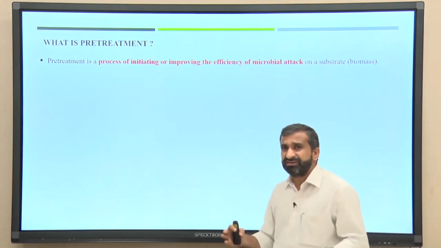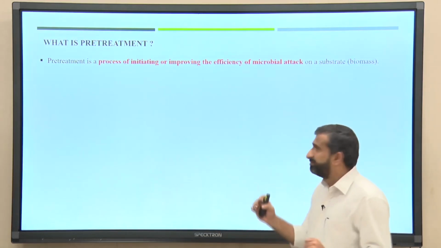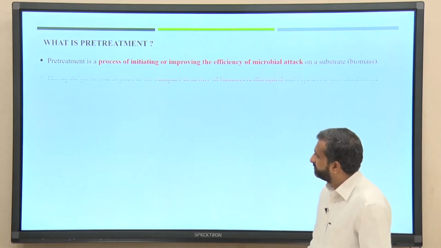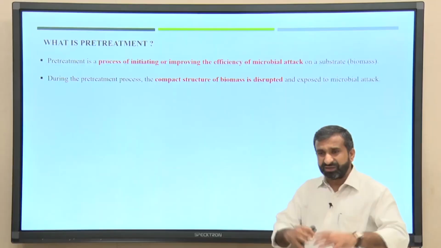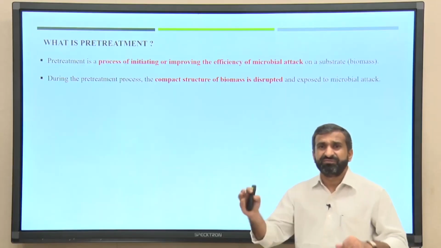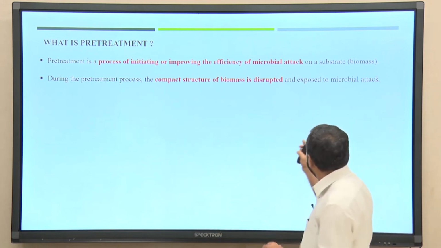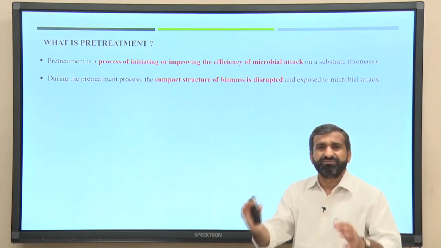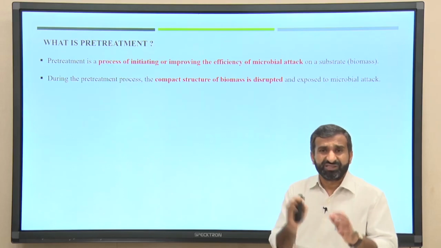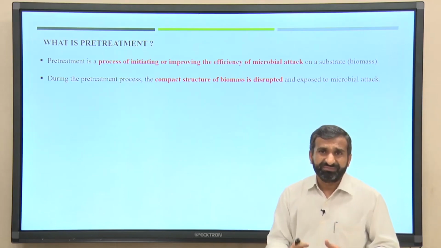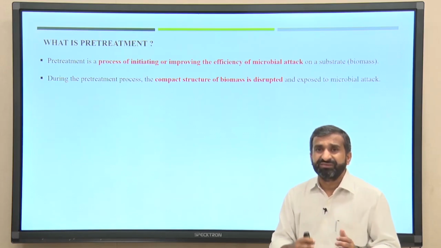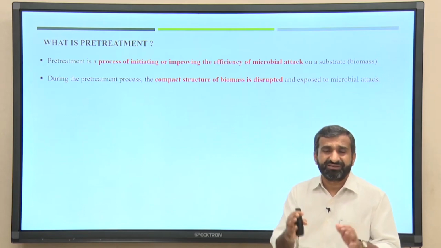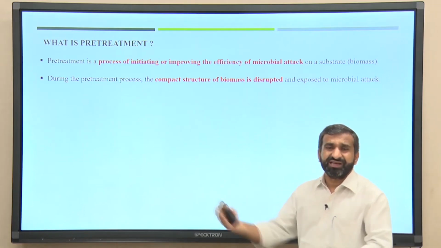So, this pre-treatment is the initial process for improving the efficiency of microbial degradation. During the pre-treatment process, the compact structure of biomass is exposed to microbial attack. If the substrate is not properly pre-treated, it is very difficult for the anaerobic bacteria to directly go for the degradation process. After some time they can start the degradation of such waste also, but it will take more time, and some organic materials like lignin are very difficult to degrade. By this pre-treatment process, this lignin kind of organic matter will be easily converted into sugar, so that it can easily be attacked by the microbes.